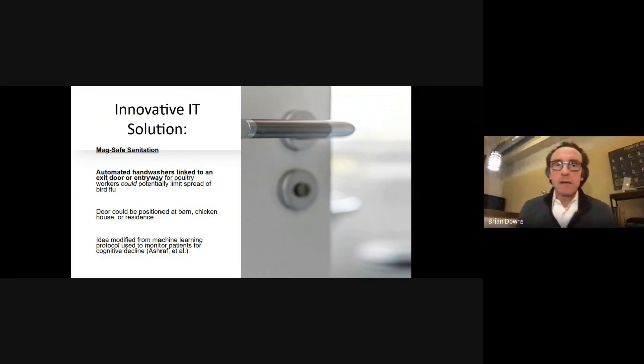So our idea for an innovative IT solution to help fight avian influenza is what we've called MagSafe Sanitation. With this system, an automated hand washer would be linked to an exit door or an entryway for poultry workers, and that could potentially limit the spread of bird flu. This door could be positioned at a barn, a chicken house, or a residence. And this idea comes from a machine learning protocol that was used to monitor and diagnose patients with early cognitive decline. Next slide.